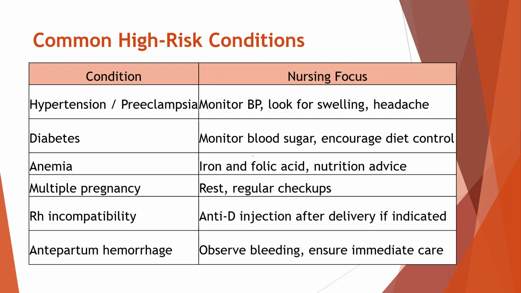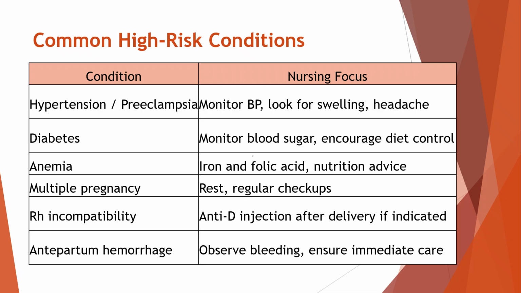Anemia. Anemia means low levels of hemoglobin in the blood. The nurse should give iron and folic acid supplements as prescribed, and provide advice on eating iron-rich foods like green leafy vegetables, dates, and meat.